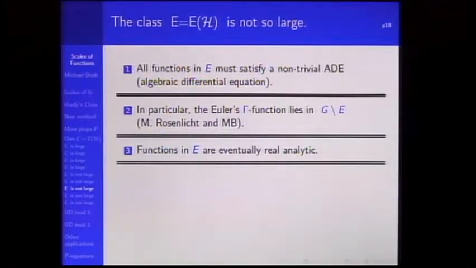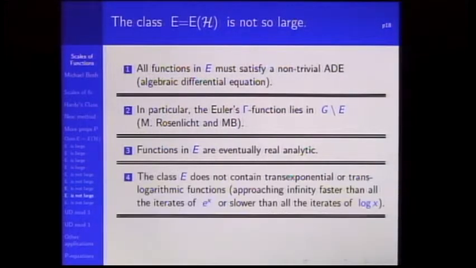Functions in E are eventually real analytic. This is a trivial fact. This is a conclusion of the fact that they satisfy an algebraic differential equation. And this is a relatively real result: the class E does not contain transexponential and translogarithmic functions.